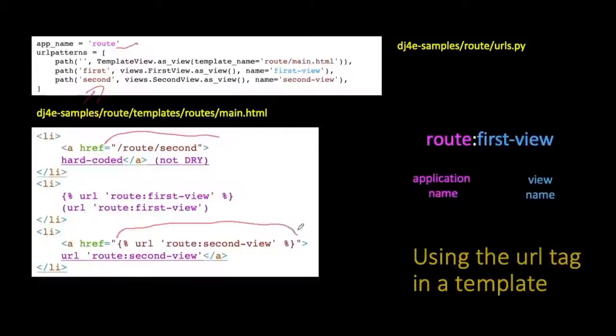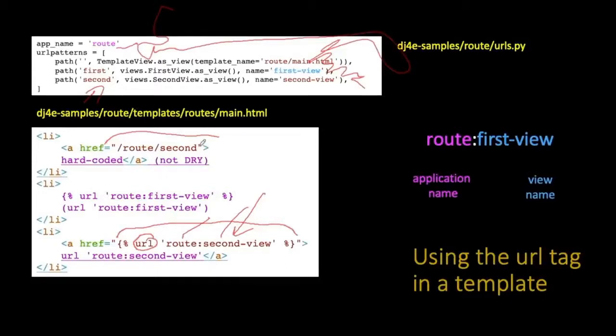this URL utility. In our template, we use curly brace %, and then we're running a utility that's been plugged into the template system, like we're running the URL function, as it were. We're going to pass a string to it, and that is, within the route application, the view that is named second view. So that goes into this file, the route urls.py, reads down the views until it finds second view, and then it reverse generates the path that works for that.